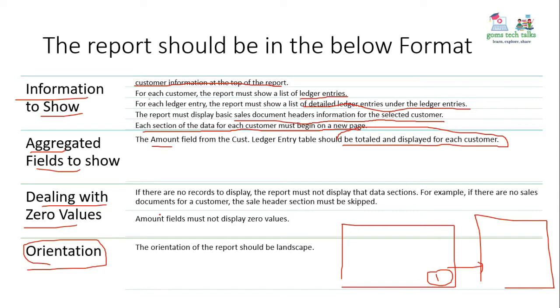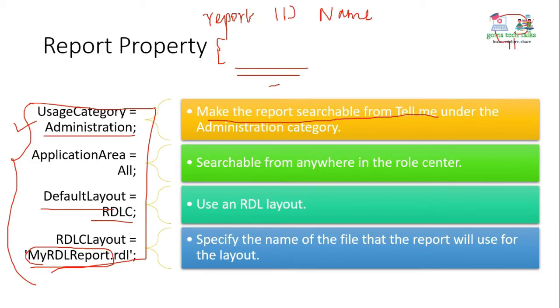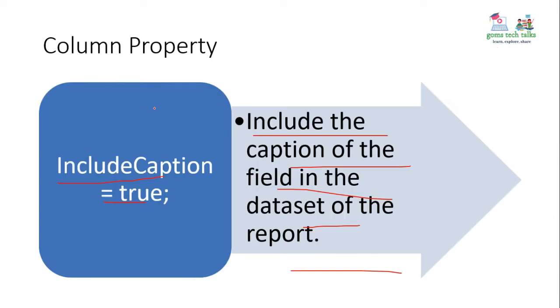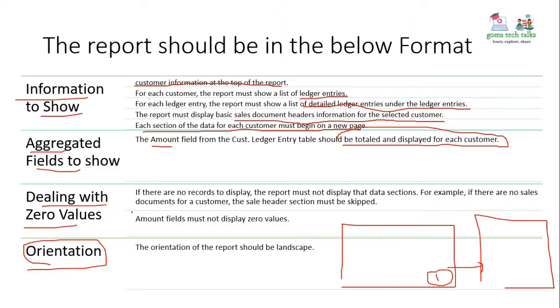Dealing with zero values: if there is no data, or if you have zero values in any of these fields, you should not show the zero. If there are no records to display, the report must not display the data section itself. That section should not show up. For example, if there are no sales documents for a customer, the sales header section should be skipped.